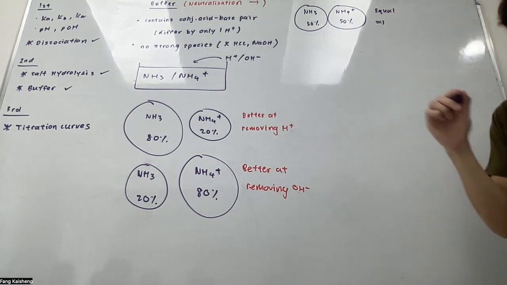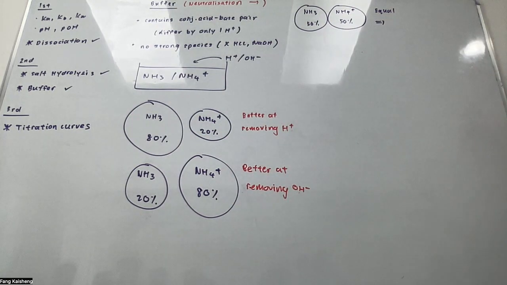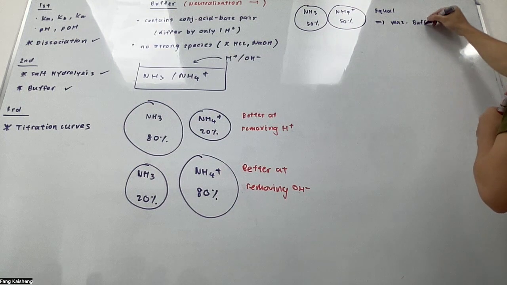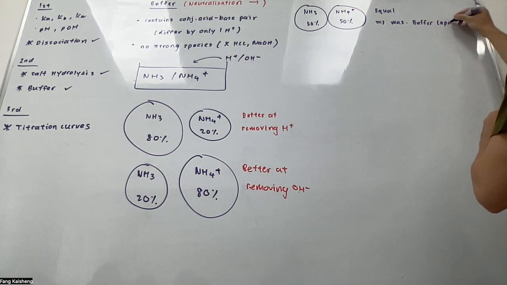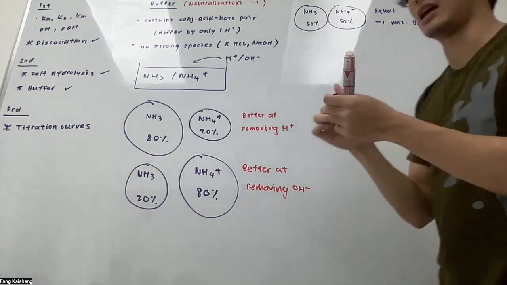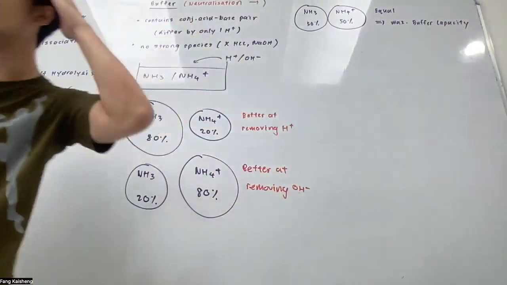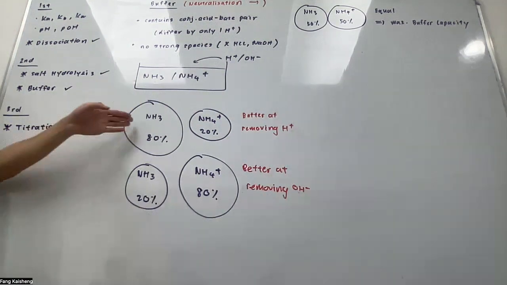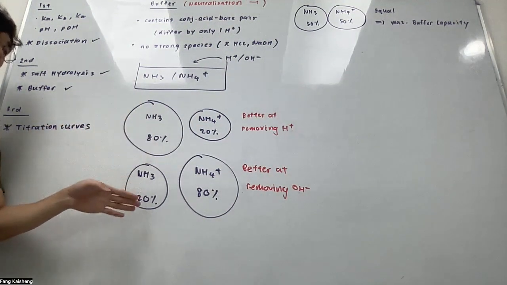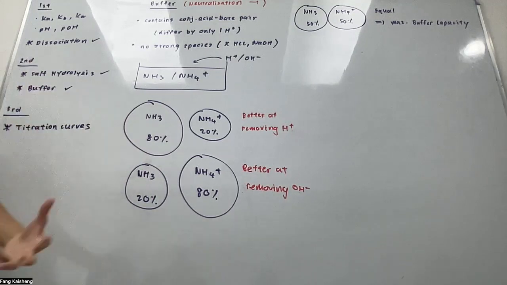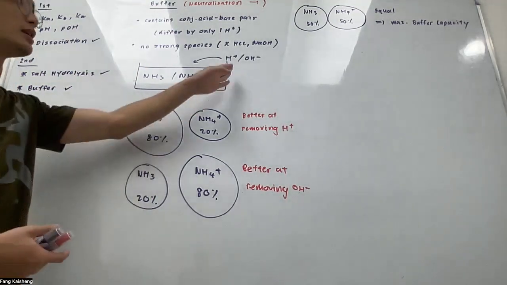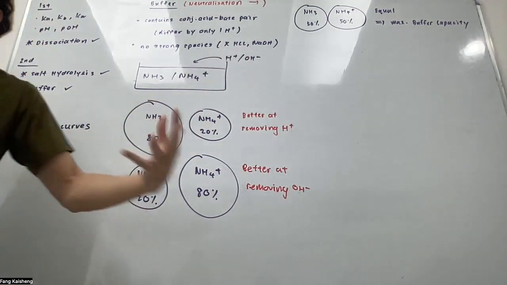No, racemate is for enantiomers. We look at this as maximum buffer capacity. The word maximum simply means the best buffer, the best version of the buffer. Currently 80-20 is a buffer, and 20-80 is also a buffer. But I'm talking about the best version of the buffer, which is 50-50, because the logic is you want to get rid of H plus and OH minus equally well.